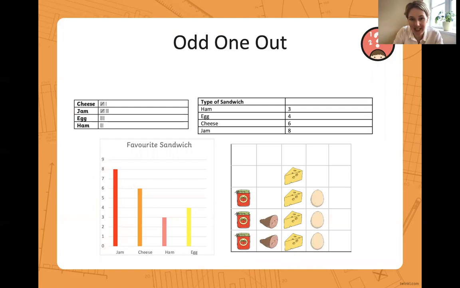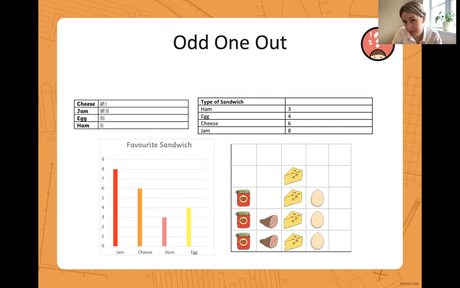So look, this is favorite sandwiches. Okay, so you've got ham, egg, cheese and jam. And you can see that it's represented here in a pictogram and in a block diagram. Can you see which one is the odd one out? If you look at the tally chart and the frequency chart with the numbers on, the tally chart showed that there should be 6 cheese sandwiches, and the frequency chart shows that too. With the cheese, it shows that there's 6. And then if you look down, the block diagram shows 6 too. So that was not the odd one out yet.